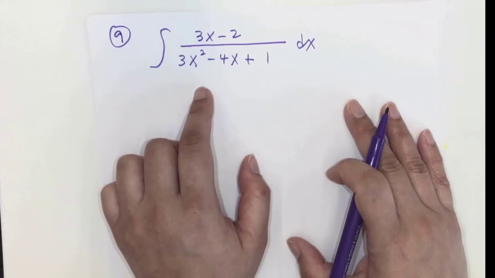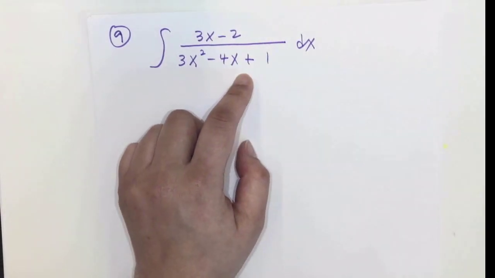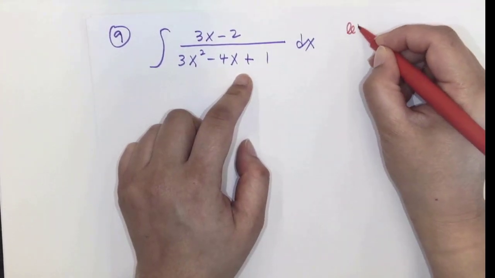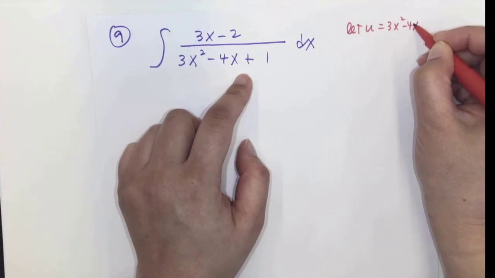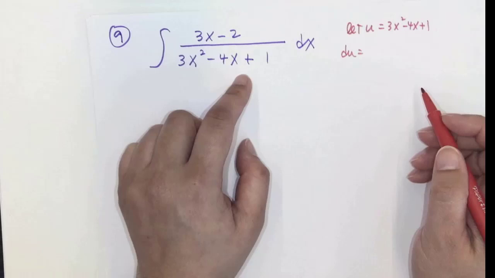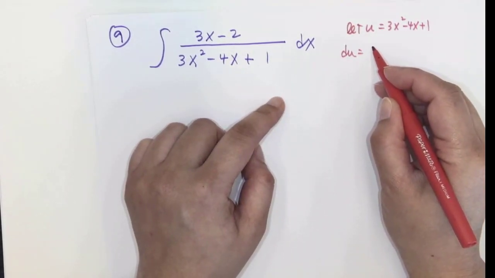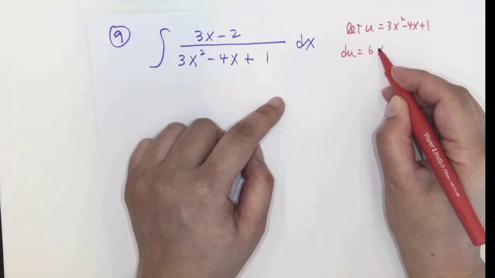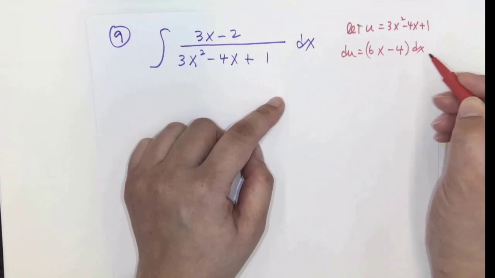This is substitution. How do I know which part is my u? The one with the bigger power. The one that has higher power, that's a good guess. So let's try this. If I let u equal to 3x squared minus 4x plus 1, then du will be what? Taking the derivative of that. First term is 6x, 6x minus 4, the whole thing dx, right?